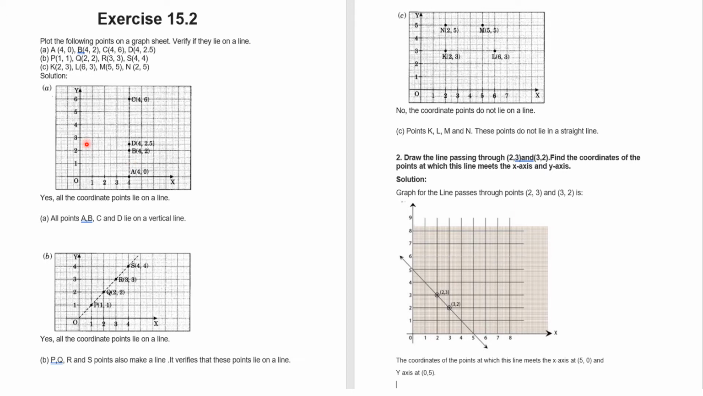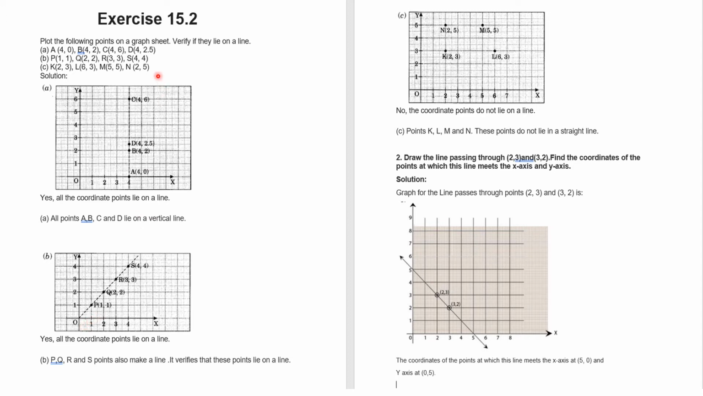Just cross check it. It is between 2 and 3. Between 2 and 3, it is 2.5. So we have plotted all the points A, B, C, D. And at the last, what will we do? We will join them. When we have joined them, what are we getting? All the points A, B, C, D are on a vertical line. So we can say that all these coordinate points lie on a line.